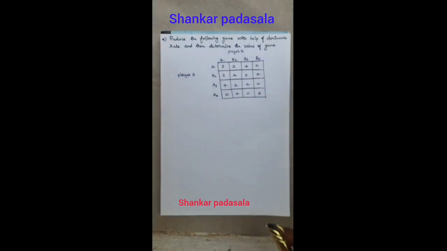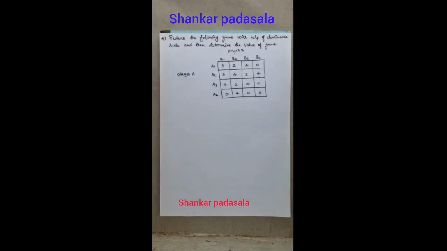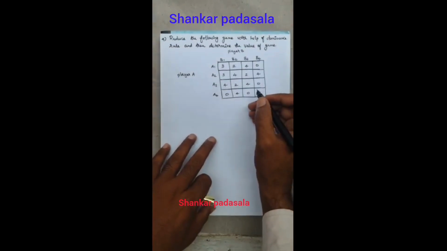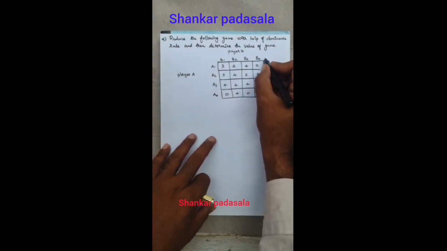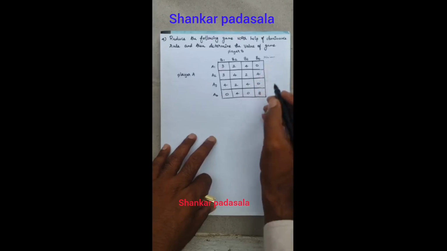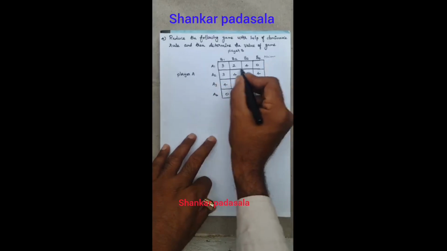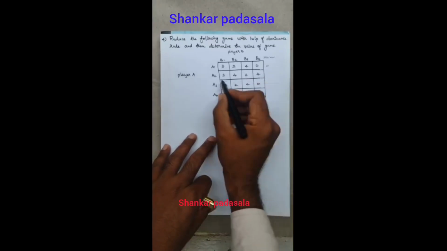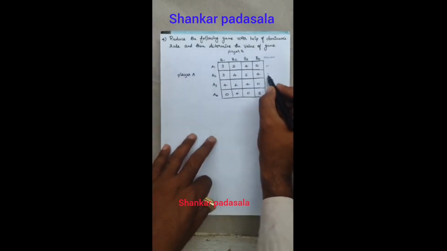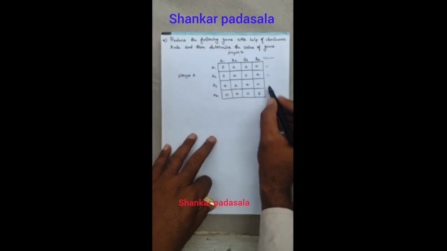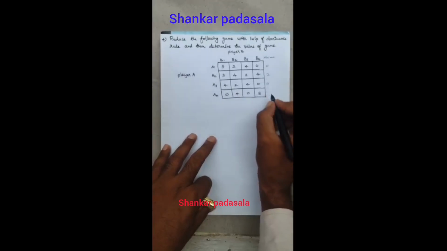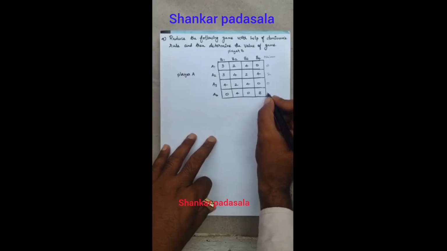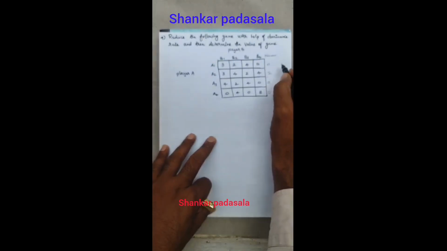So here we first need to find the row minimum values. The first row minimum value is 0, the second row minimum value is 2, the third row minimum value is 0, and the fourth row minimum value is 0. Among these, the maximum is 2, which we call maximin.